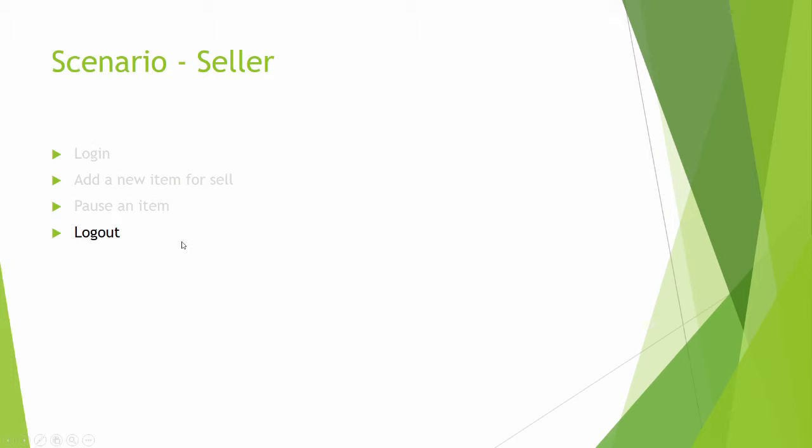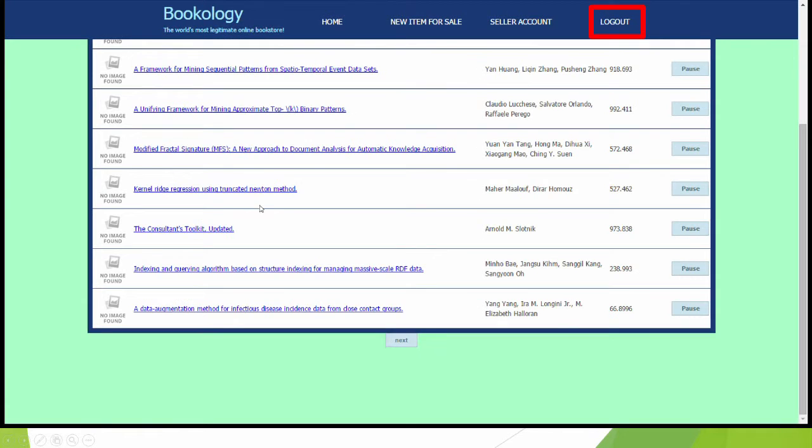And then let's look at what happens when the seller wants to log out. The seller can just log out by simply clicking the button on the top. As this is no different to the customer logout, we will just skip this. If you want to review, please go back to the previous slide.